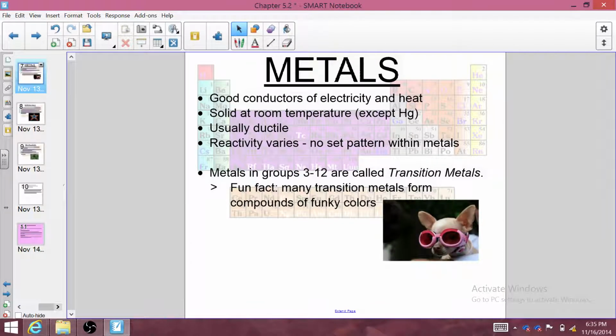Metals are always good conductors of electricity and heat. Of course, some are better conductors than others, but all of them conduct. They're solids at room temperature, except for mercury, and they're usually very ductile and malleable, meaning that when you change their shape, they don't break apart, they stay together and change shape, and we can make things like wires out of them. But the reactivity, how well these elements react with others, depends. We can't say that metals all have a higher reactivity than nonmetals. We can't make a broad statement like that. We actually have to look at each individual element within these classifications.